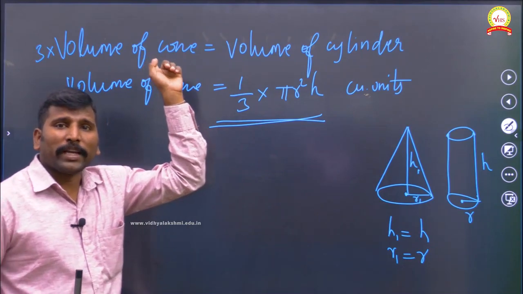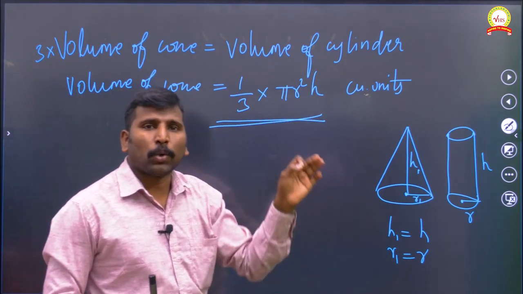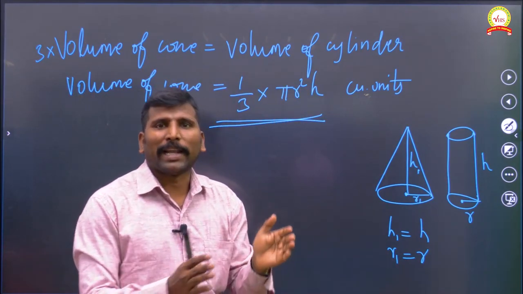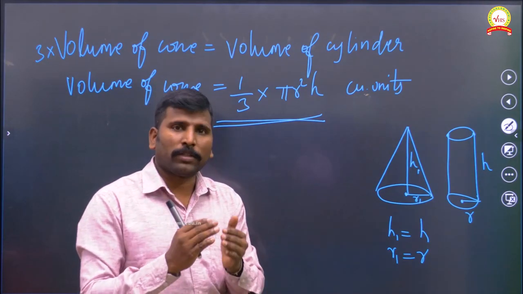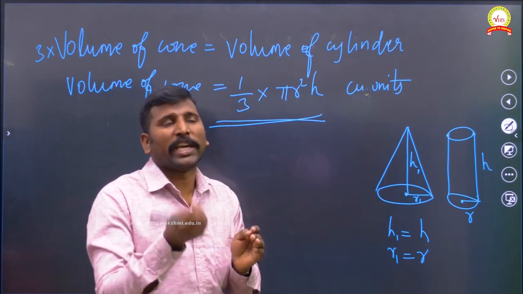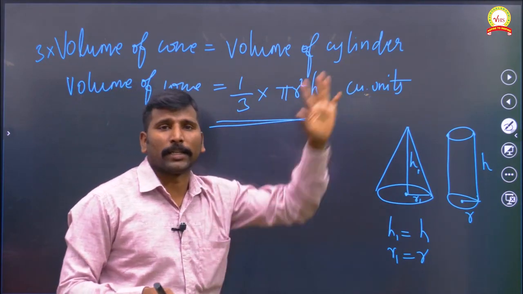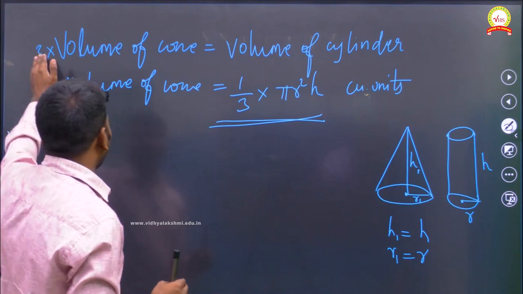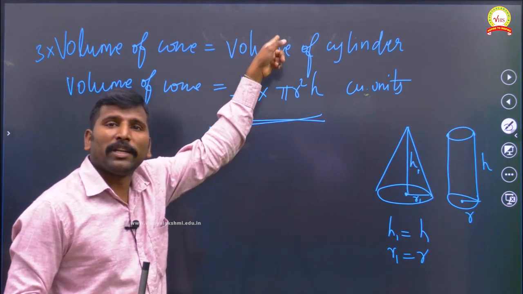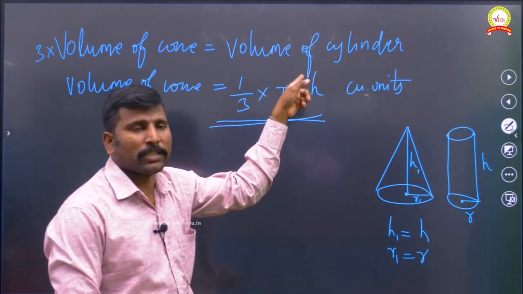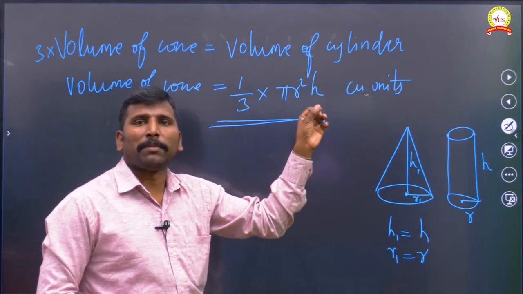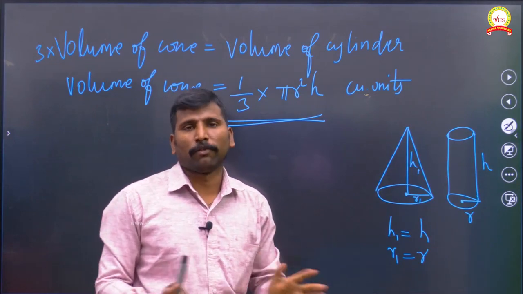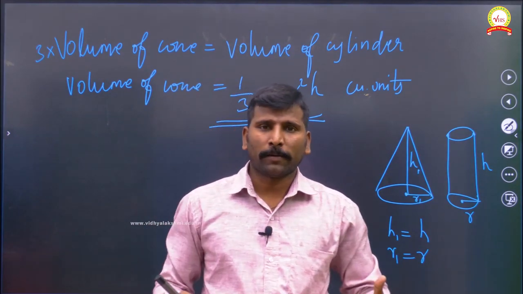Volume of the cone: how are we getting it? The radius of the cone and the radius of the cylinder should be equal, and height also the same. When we have like this, 3 times the volume of cone equals 1 time the volume of cylinder. Now multiply 3, when you send it opposite, divide. Volume of cylinder we know very well, pi r square h. So volume of cone equal to 1 by 3 pi r square h. That's it. So today is over.